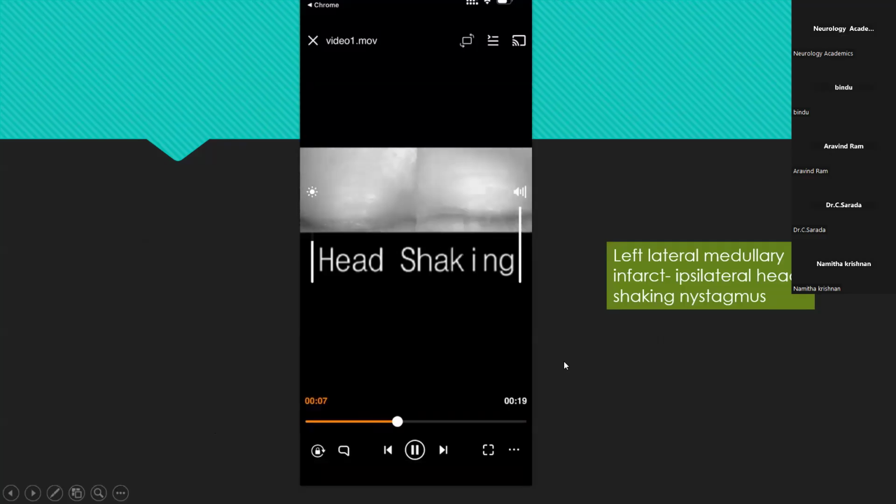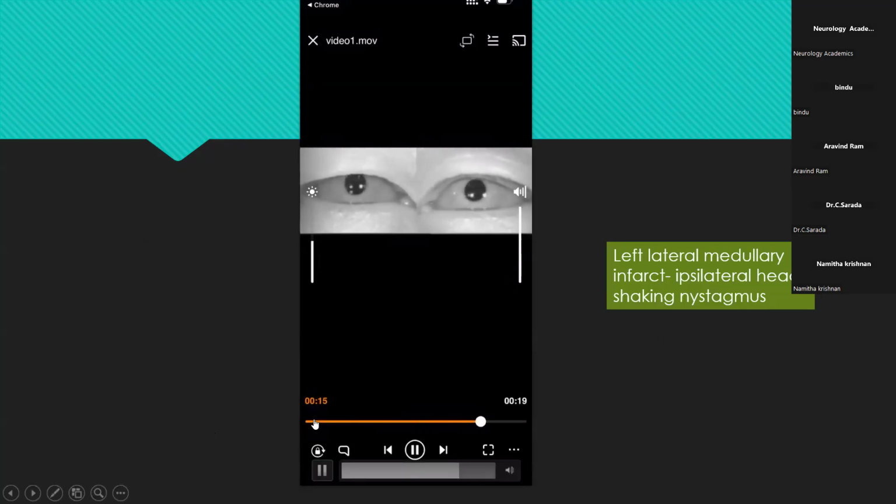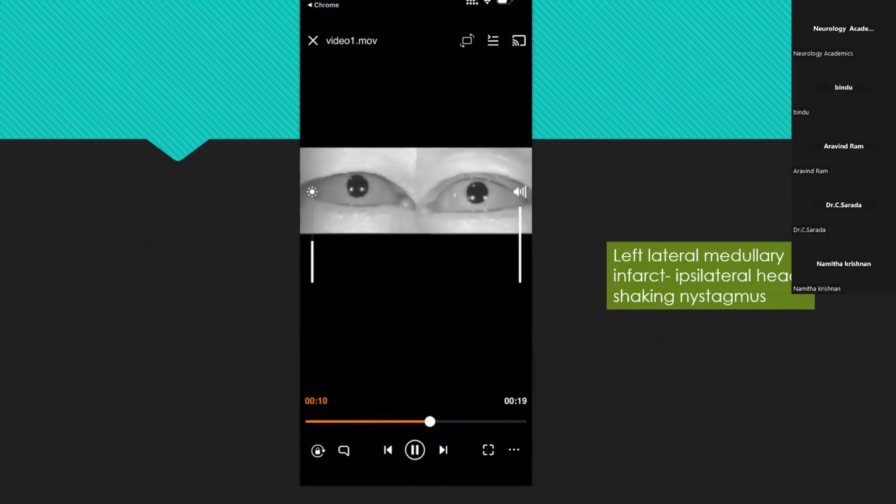In this patient with acute left lateral medullary infarct, after head shaking, this is head shaking now, there is a left beating nystagmus even at the primary position. That is because of the ipsilateral lateral medullary infarct.